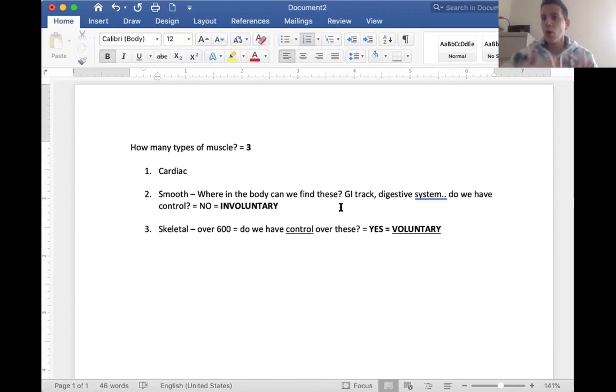So if we have control over something, another word for that is voluntary. If we do not have control, the word is involuntary. Okay.